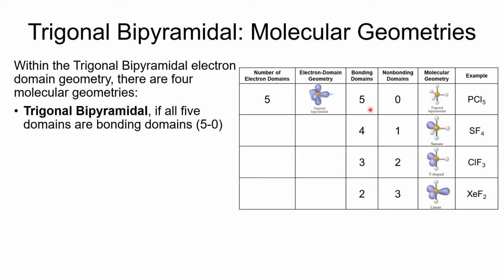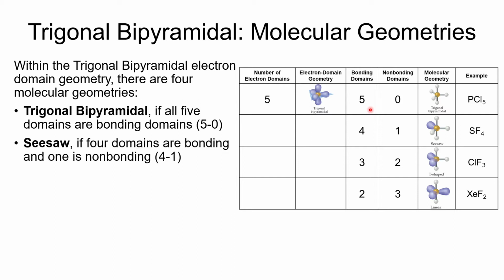It just so happens that you get fewer repulsions if you put it in the equatorial position than if you put it in the axial position. All right, and so that we refer to as seesaw. So that's where we have 4 bonding domains and 1 lone pair. And I'm going to go over and show you that structure real quick.